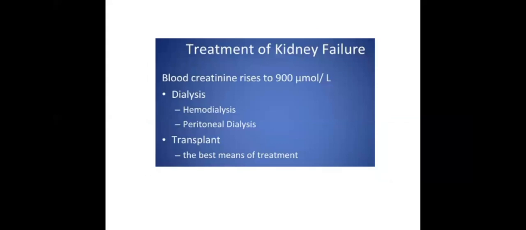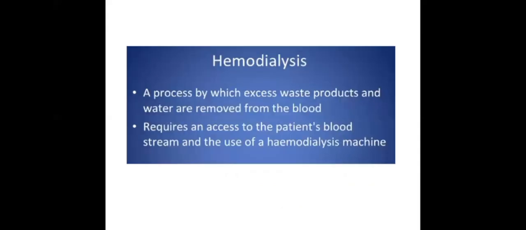Okay, so how can the treatment of kidney failure be done? When the blood creatinine level rises to 900 micromole per liter, then dialysis is recommended, and transplantation will be a better option. So what is hemodialysis? How can that be done in case of renal failure? It is a process by which excessive waste products and water are removed from the blood.